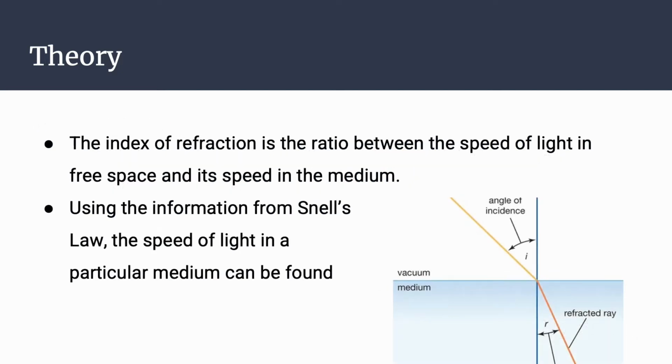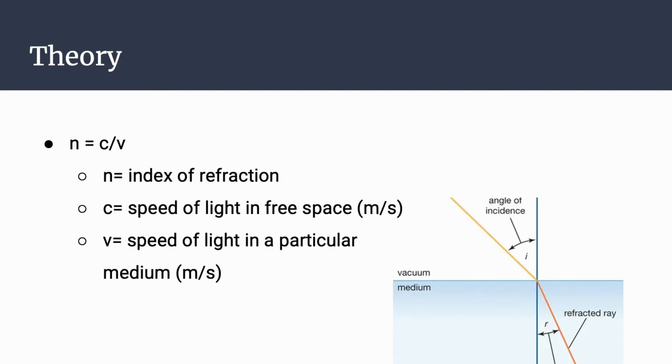Another theory is that the index of refraction is the ratio between the speed of light in free space and its speed in the medium. Using the information from Snell's law, the speed of light in a particular medium can be found. This equation is N equals C over V. In this equation, N equals the index of refraction, C equals the speed of light in free space measured in meters over second, and V equals the speed of light in a particular medium, also measured in meters over second.